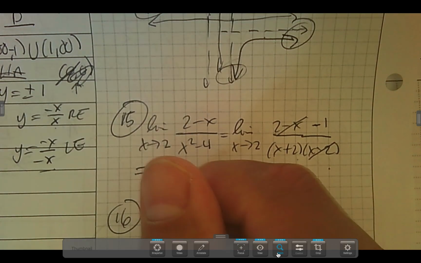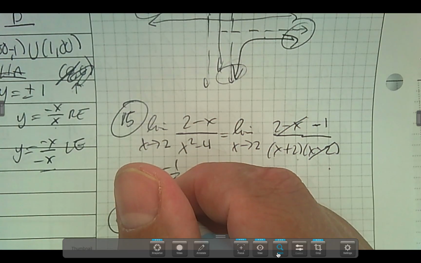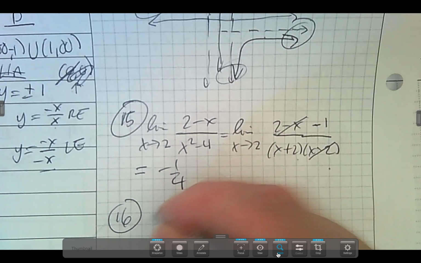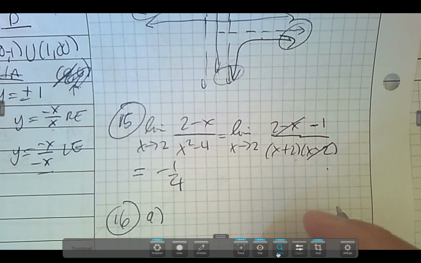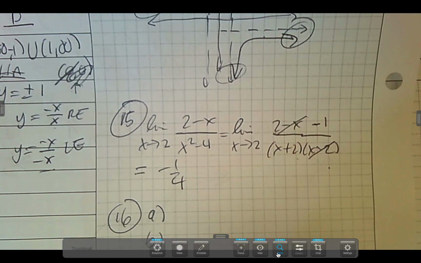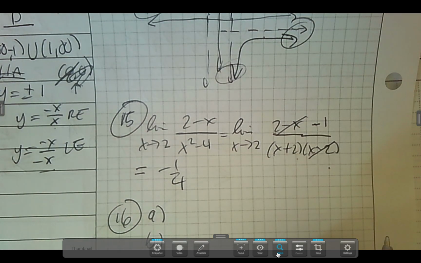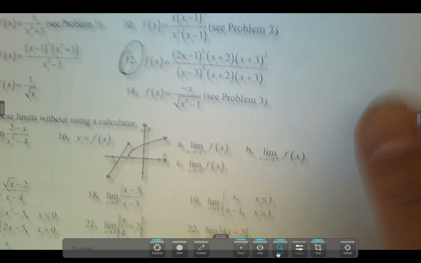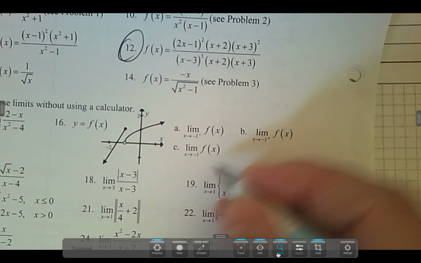Number 16 is looking off a graph. I'm going to show you the graph, and can you look off a graph to evaluate a limit? So we have A, B, and C for number 16. This is all as x is approaching -1. So we have one-sided limits, and then we have a two-sided limit.